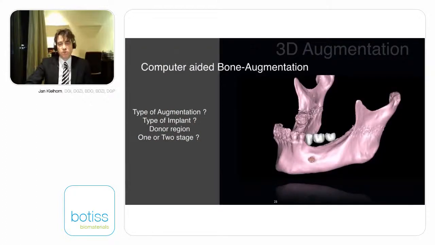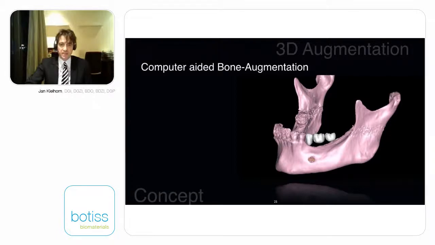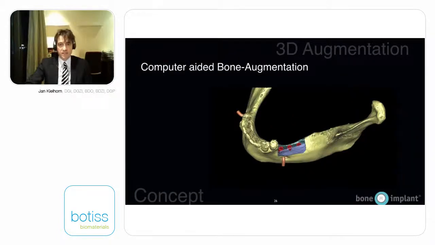So we try to make this foreseeable, to use a DVT, a cone beam, to create three-dimensional data which we can use. So we have here a virtual wax-up and the actual patient, and now we can plan the type of augmentation, the type of implant, where to take the bone from, if we need a donor region or not, and if it would be a one-stage or two-stage augmentation. So what is the concept?